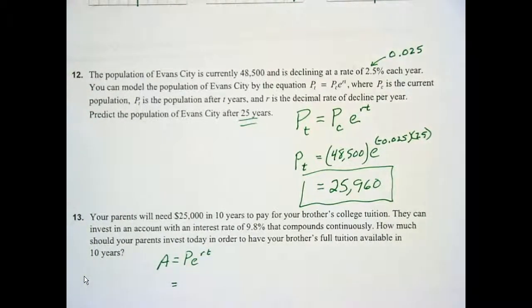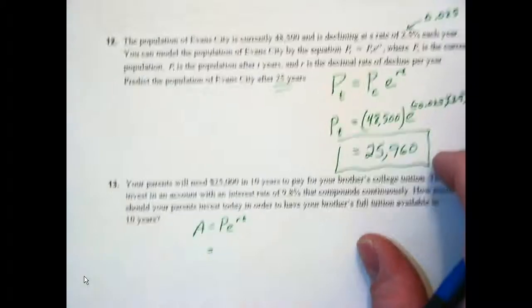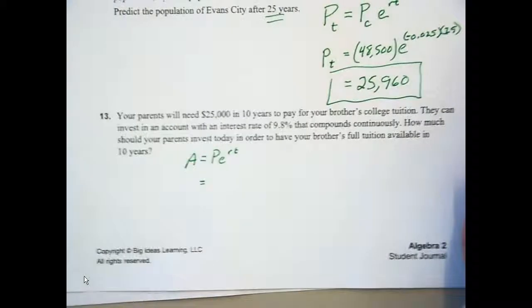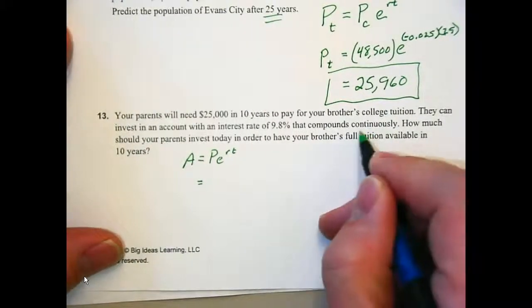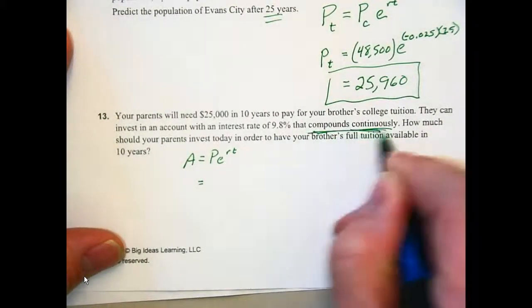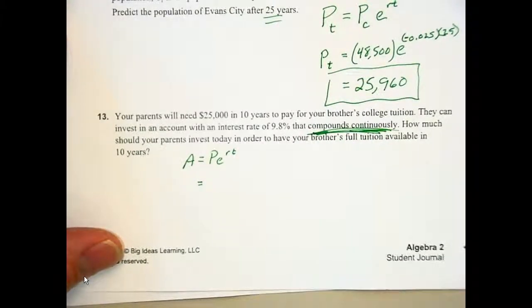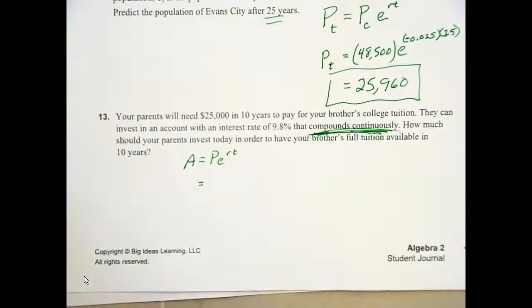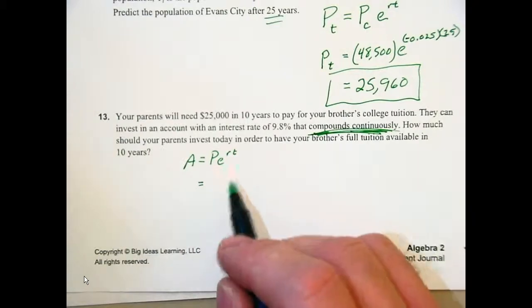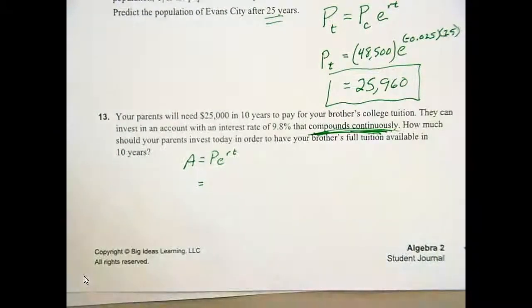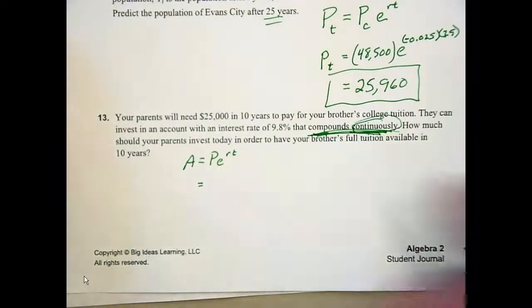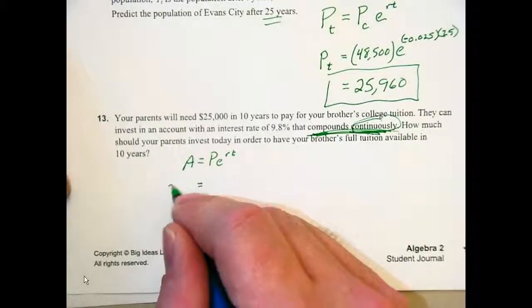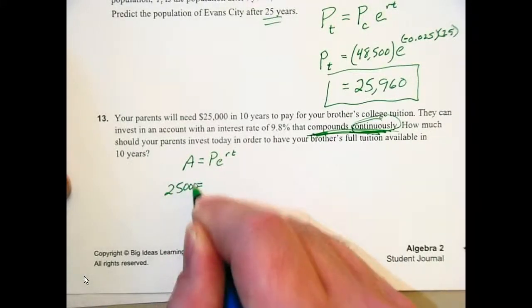Okay, let's go ahead and pause there. So we know we're using the continuously compounding interest formula because it says it compounds continuously. That's our key right there. That's how we know we use the PERT formula versus just regular compound interest, is the word continuously in there. So it's really important when you see that, maybe circle it, underline it, whatever you have to do. So the amount we need is actually 25,000.